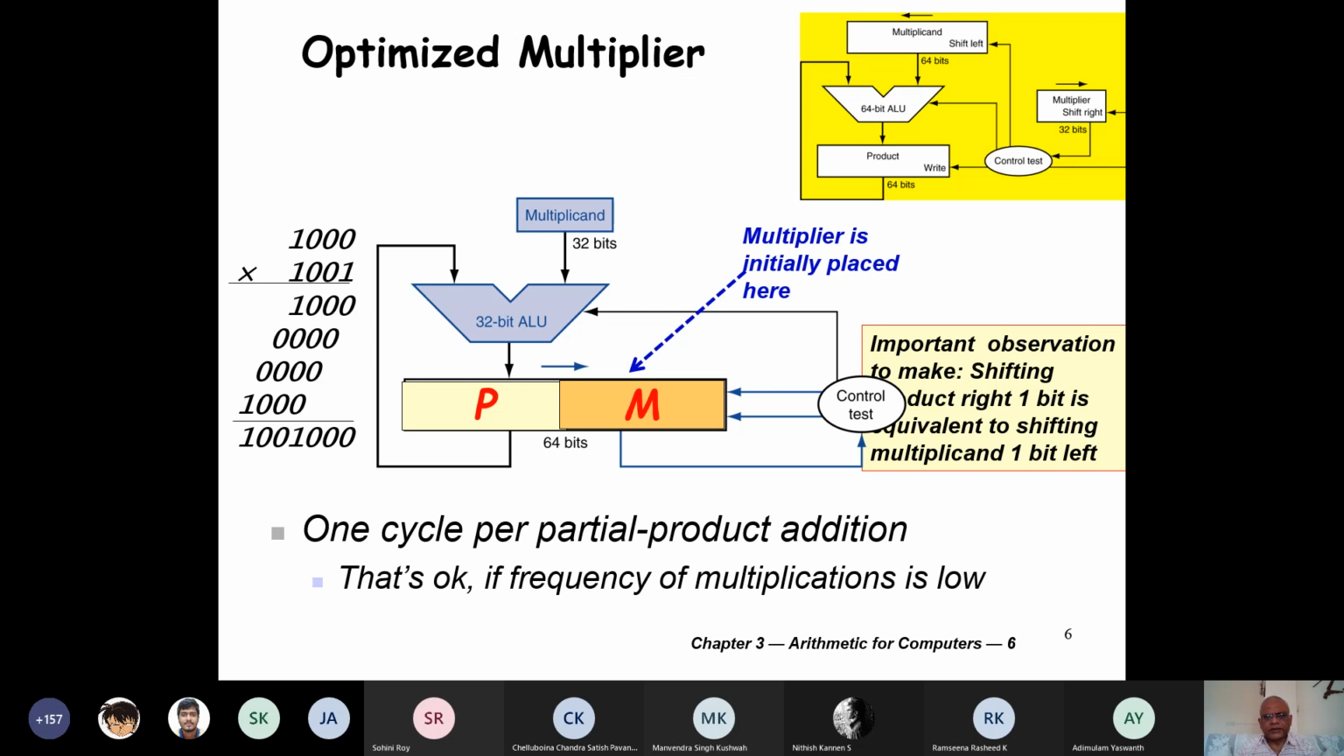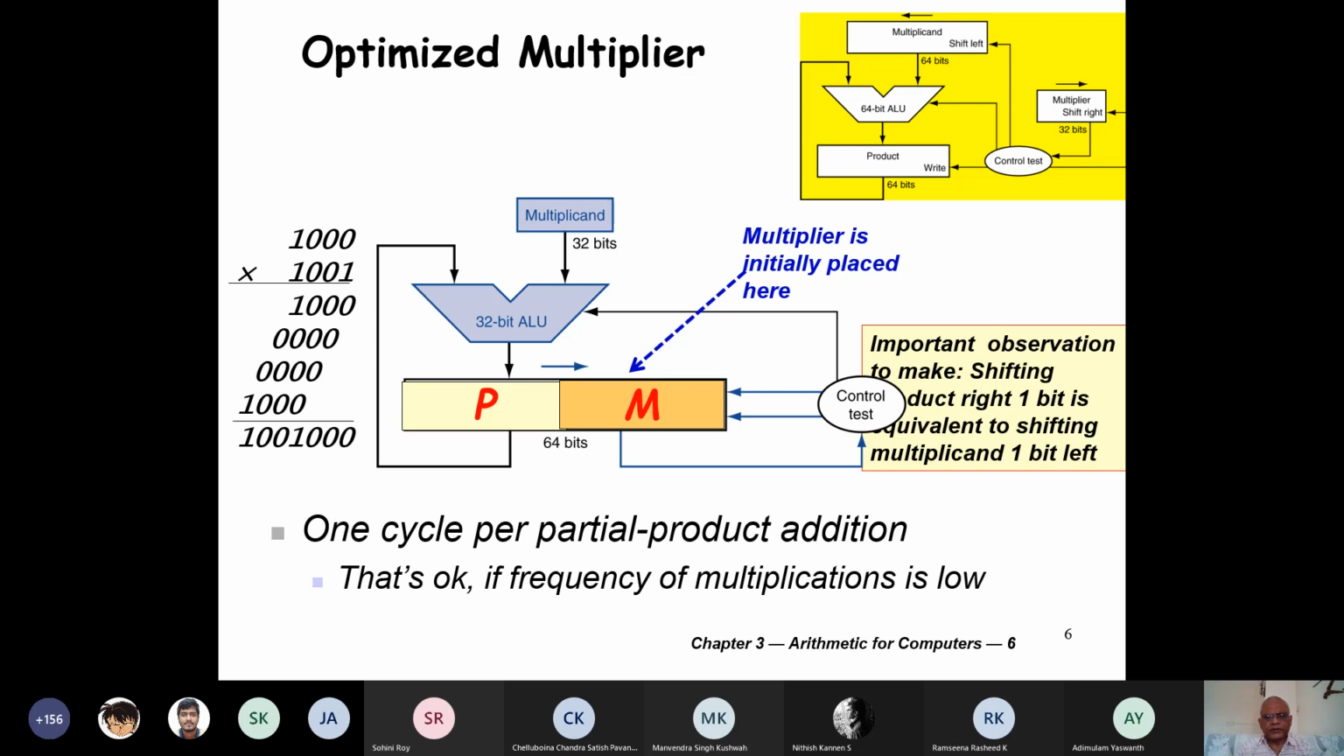So this is our optimized hardware. Our multiplier has vanished. We have put the multiplier in the same product register here. Initially the product is on the most significant bit. The multiplier is in the least significant 32 bits. And we are using a 32-bit ALU. Unlike the non-optimized version where we are using a 64-bit ALU, here we are using a 32-bit ALU, and multiplicand is also 32-bit. Whereas earlier we needed a 64-bit multiplicand.